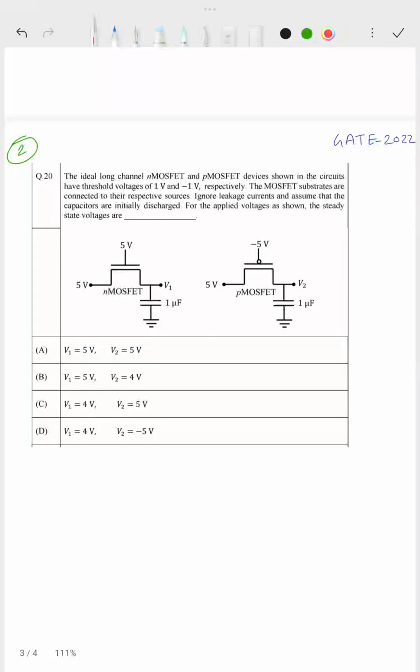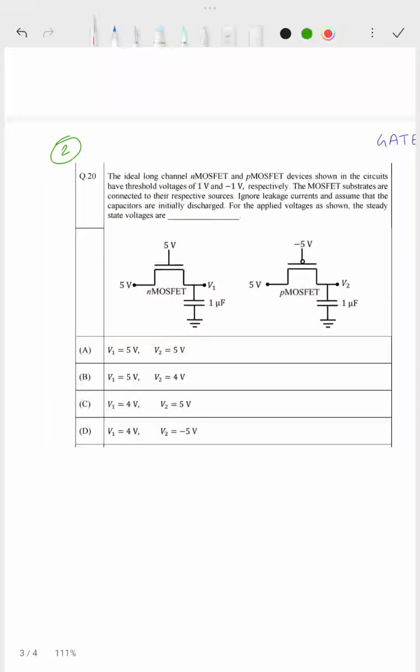Okay, so the question is, the ideal long channel N MOSFET and P MOSFET devices shown in the circuits have threshold voltage 1 and minus 1 respectively. So this is an NMOS, it has VTN equal to 1 volt, and this is a PMOS, it has VTP equal to minus 1 volt. The MOSFET substrates are connected to their respective sources. Ignore leakage currents and assume that the capacitors are initially discharged.